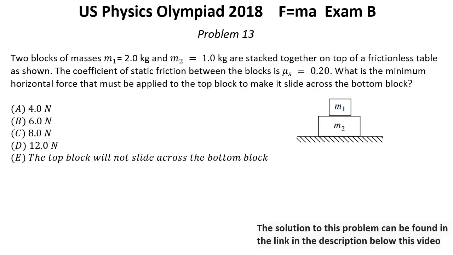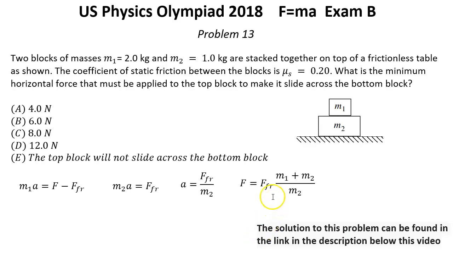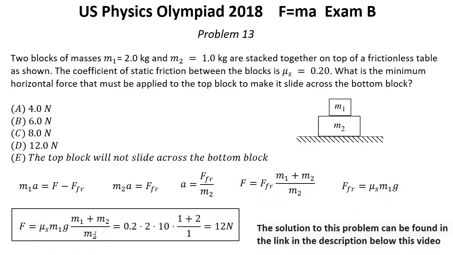Let's write equations of motion for the top and the bottom blocks. For the top block we have mass m1 multiplied by acceleration a equal force F minus force of friction. For the bottom block we have m2a equal force of friction. It means that acceleration equals force of friction divided by m2. From here we can find force F. Force F equals force of friction multiplied by (m1 plus m2) over m2. But the maximum possible force of friction equals mu static multiplied by m1g. So when we put this into this expression, we have force F equal this expression, and when we put in numbers we have 12 newtons, which is answer D, and this is a solution for problem number 13.